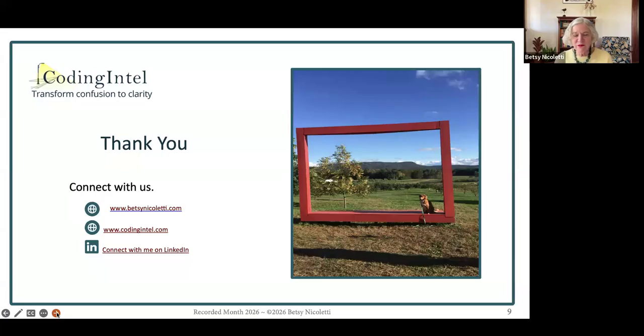So here I'm going to end with a picture of my dog, Bowie, just sitting around, wondering why she's been asked to sit in a red frame in a field. And of course, the answer is because she looks so picturesque.